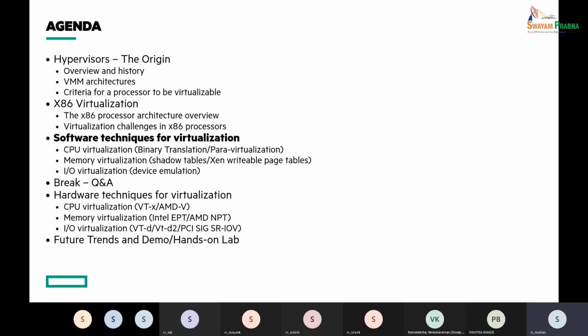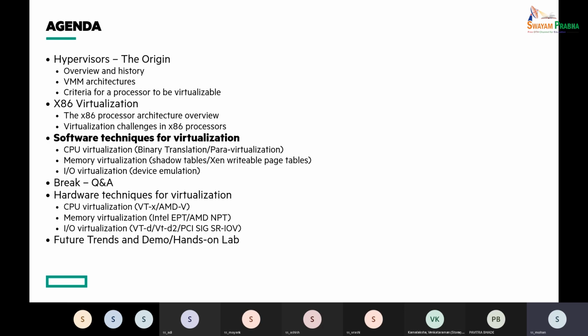Yeah. So let's get started with this second session. In the morning we looked at the origin of hypervisors, the history of them, and then why virtualization came to be so important. And we looked at VMM architectures and some of the requirements from the seminal papers from Popek and Goldberg. And we looked at x86 architecture in brief. I think we looked at the things which are important to virtualization: the privilege rings, the segmented memory and the paging architectures.